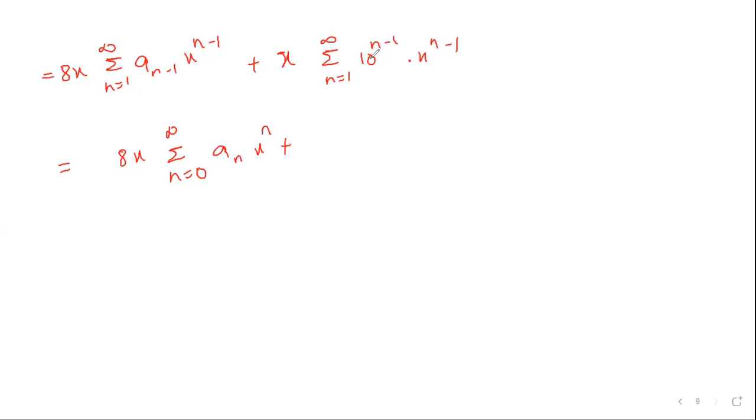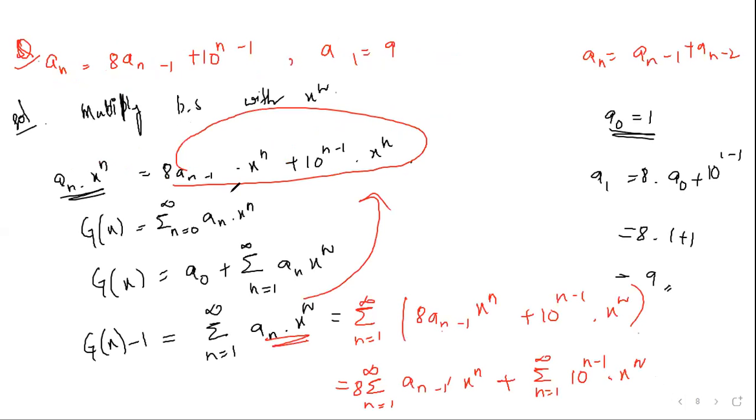Similarly, over here, instead of n minus 1, if I take n minus 1 equal to 0, then we can make the same change over here: n = 0 to ∞ 10ⁿ xⁿ. What am I doing? Either I take n = 0 to ∞ aₙ, or n = 1 to ∞ aₙ₋₁, both are the same thing. Now, what is this Σ n = 0 to ∞? It is our g of x.